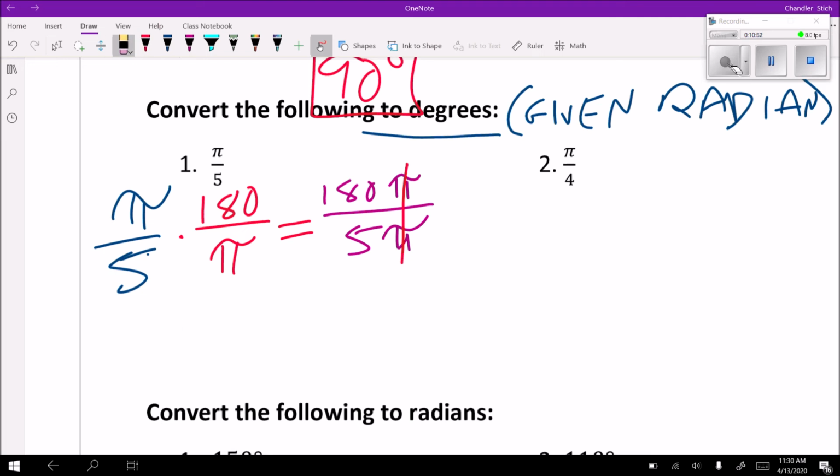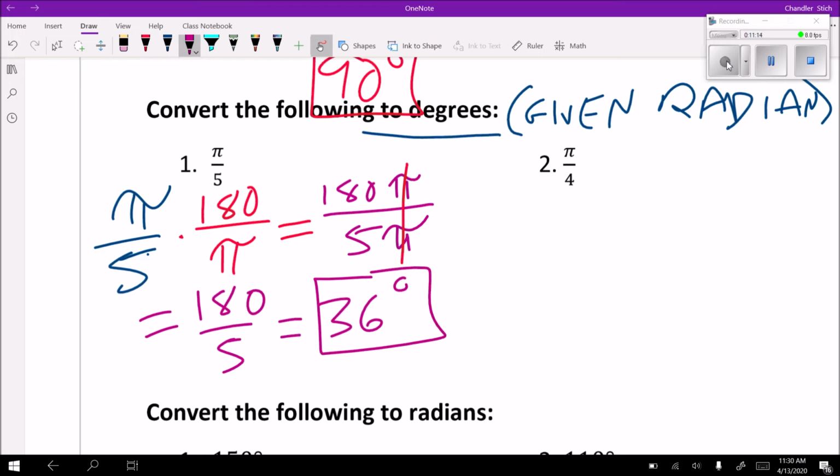Let me write that in purple. Well, you can do a little simplifying here. 180 divided by 5 would be 36. So I have 36 degrees. That's it. That's my answer. 36 degrees. At 36 degrees, we should have pi over 5. Now, 36 degrees is not on our unit circle, so we can't check that one. But you could always try to convert it back to get the pi over 5.